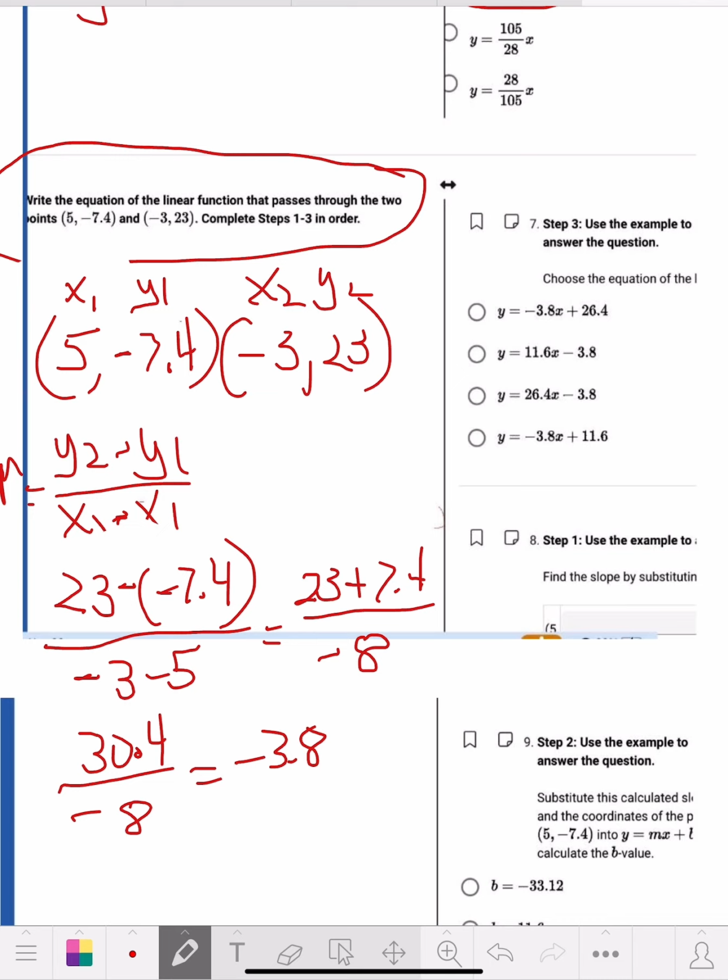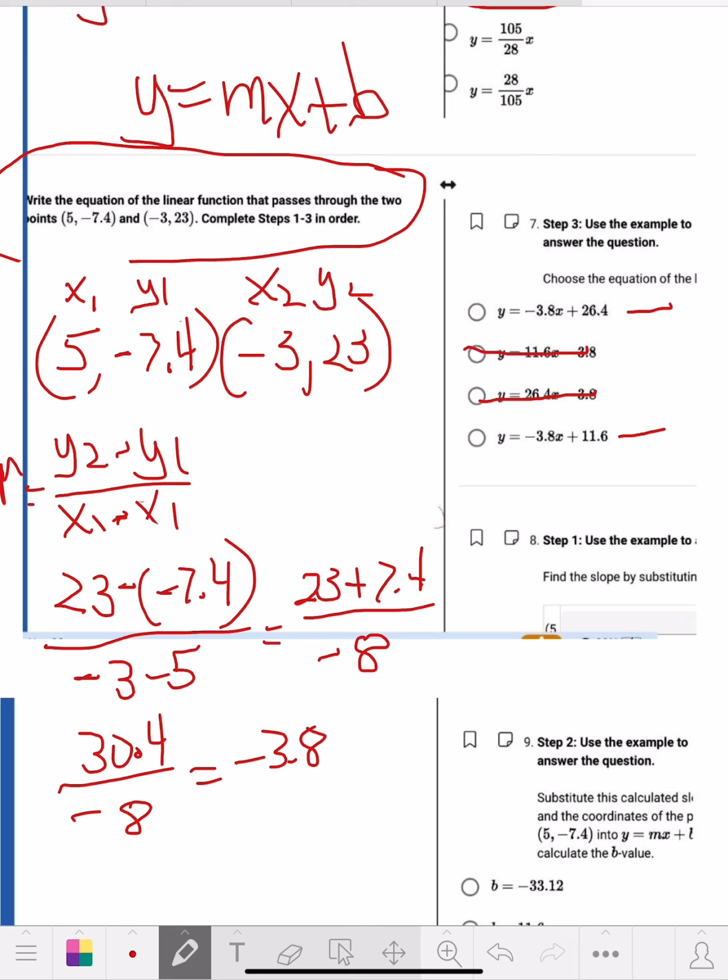Now if we look at these answers they gave us, I'm going to rule out a couple of them. We know the formula is y equals mx plus b, and the slope is the m. So we're looking for what's in front of the x, and it's got to be negative 3.8. We only got this one and this one to choose from. These two, I'm going to cross them right out. I'm not even going to look at them no more.